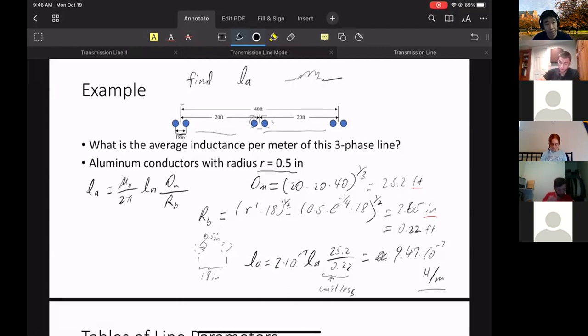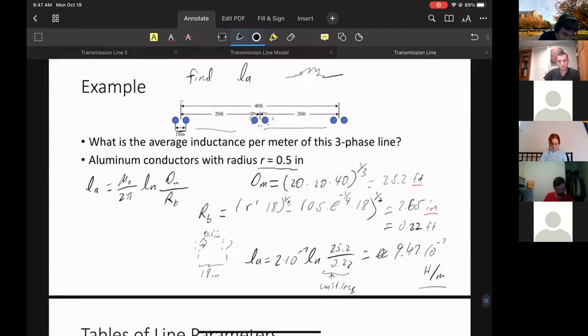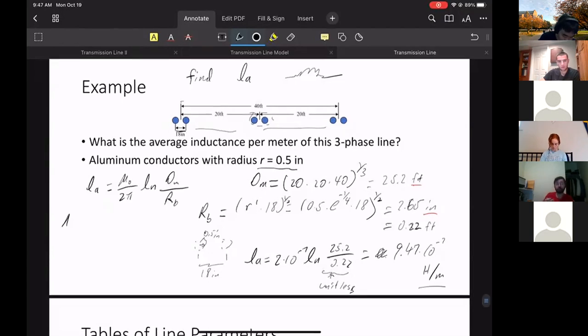Yeah, I have a question. Yeah, go ahead. Where did you get the value for mu naught? Oh, mu naught is this constant. You can just remember mu naught as 4 pi times 10 to the minus 7 Henry per meter. This is the definition of mu naught, the permeability constant. Is that strictly for aluminum?